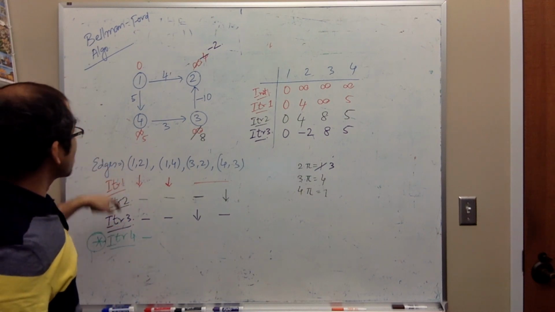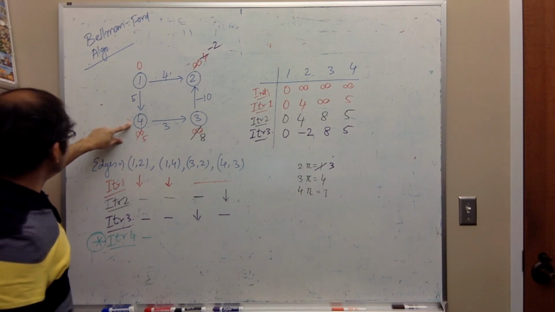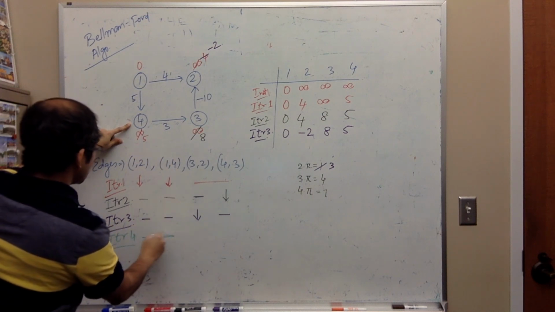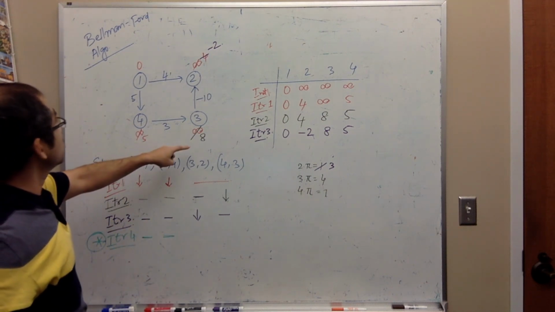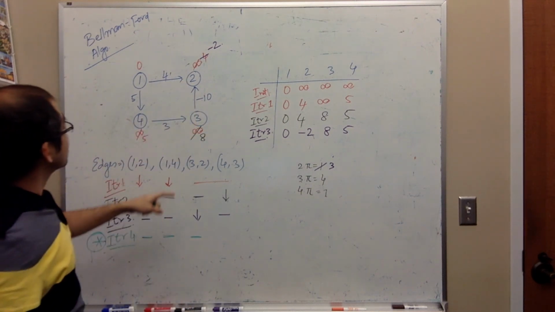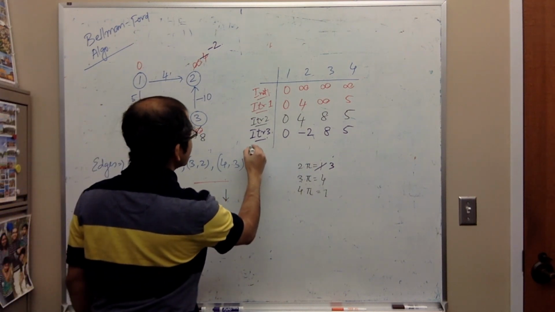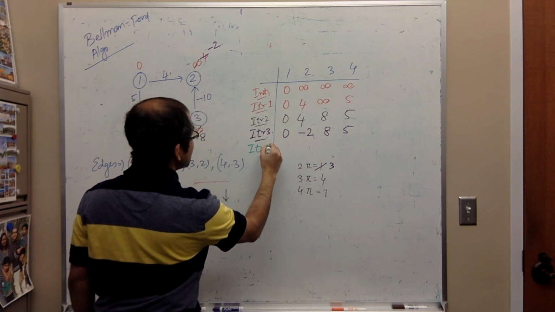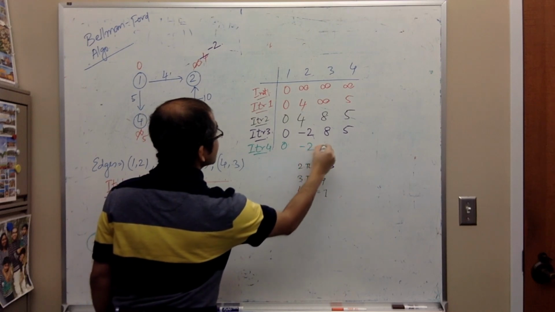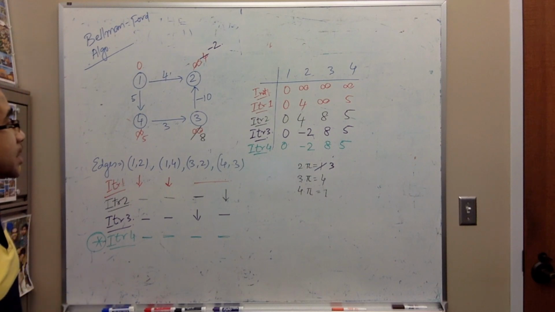So iteration 4, let's see. 1 to 4 is 5, 1 to 2, we have cheaper, so nothing to do. 3 to 2 is 8 minus 10, minus 2, so nothing to do here. And 4 to 3 is 5 plus 3, 8, so nothing to do here. If you write these distance estimates, you will see that they got sealed, no changes: 0, minus 2, 8, and 5, okay? So no distance estimate changes.